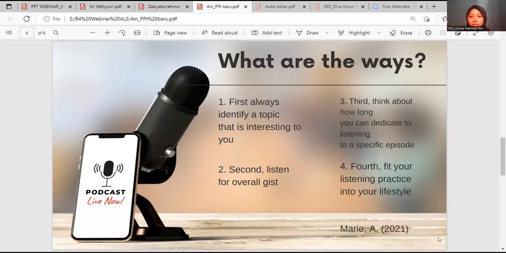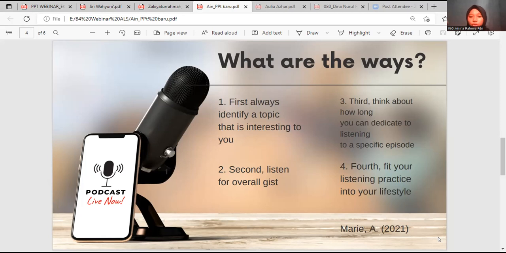This last section is about the ways to improve our listening skill through podcasts. According to Anna Marie in 2021, these are the ways that can be used to improve our listening skill through podcasts. First, always identify a topic that is interesting to you. Just because someone else recommends a podcast doesn't mean that you will like it. When we are practicing our English skill, it is really important that we enjoy what we are learning, especially at our level. Using a podcast that is not interesting to us will ultimately lead to boredom and possibly even giving up on our practice.